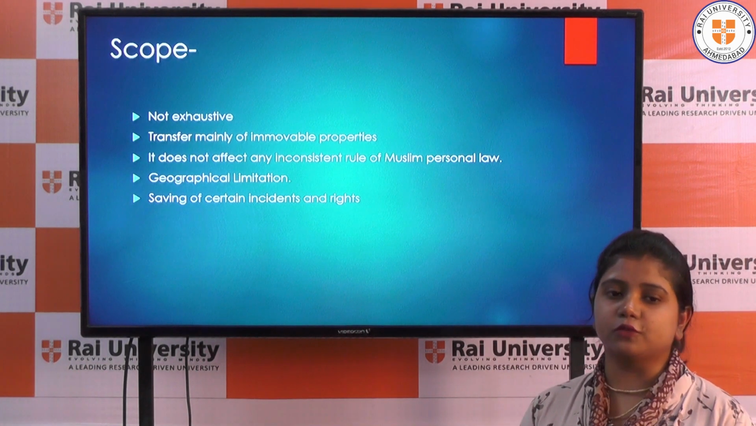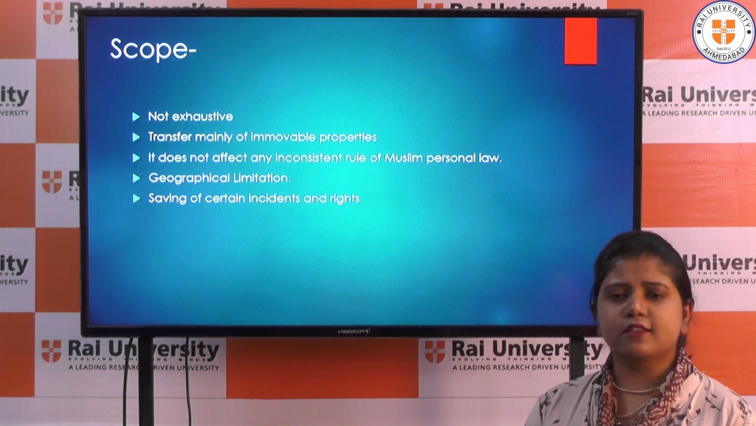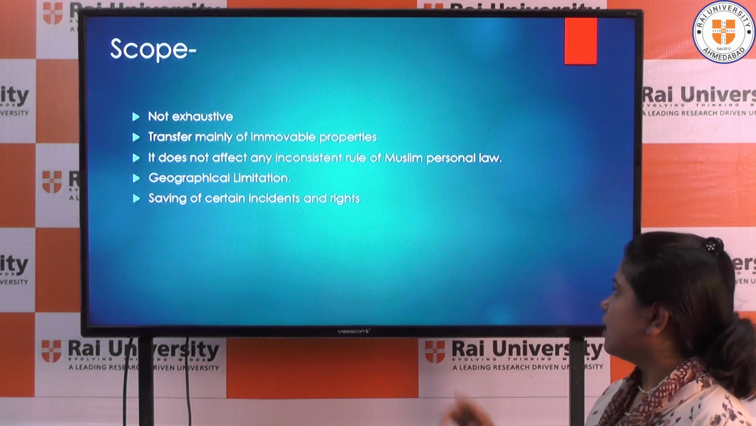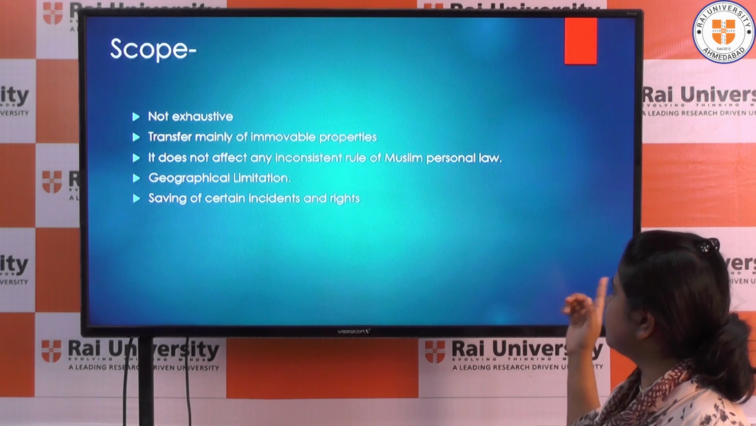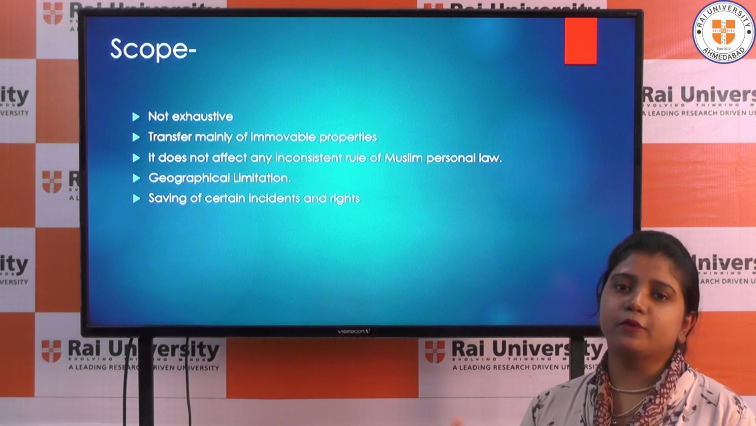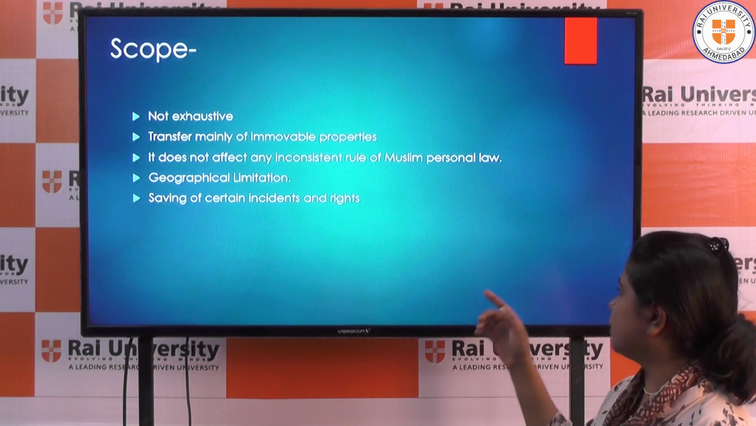As I earlier told you, the object is what? It is a transfer of the movable property is dealt in some of the general section, but it is mostly immovable property. Next is, it does not affect any inconsistent rule of Muslim personal law. So what this line basically means is that the Muslim personal law prevails over the Transfer of Property Act. This is also the scope of it.